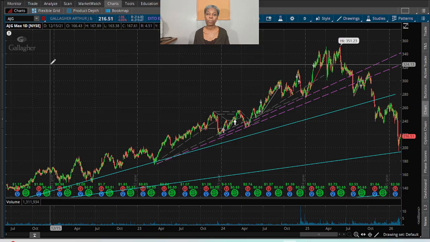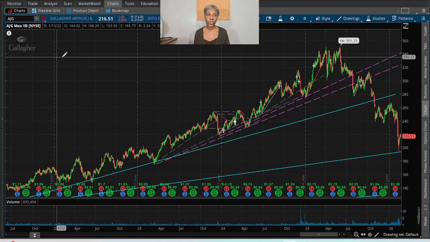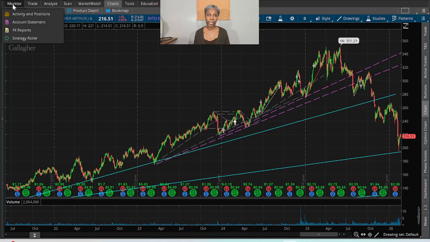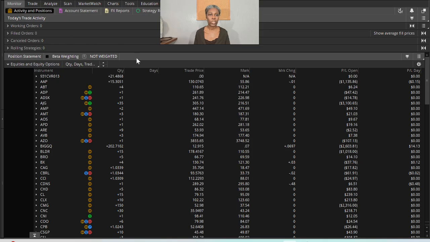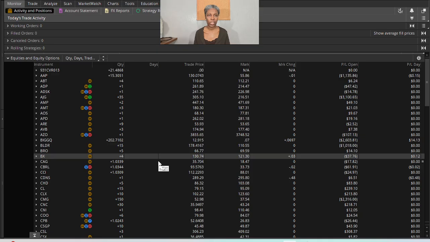Yes, I'm going to buy some more, but it is my personal decision there. We can come here and look at account statement, activity and position, and we can look for AJG here.